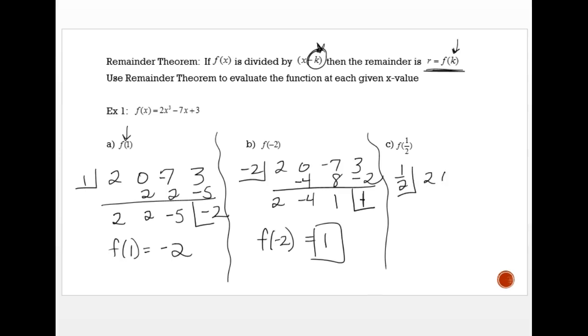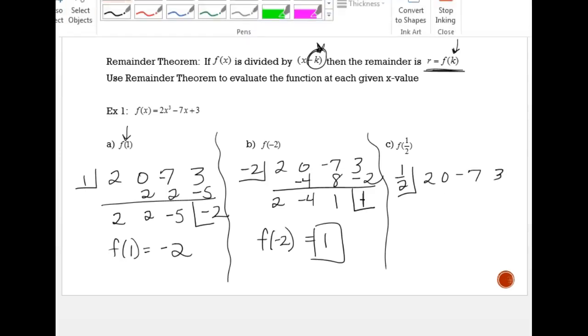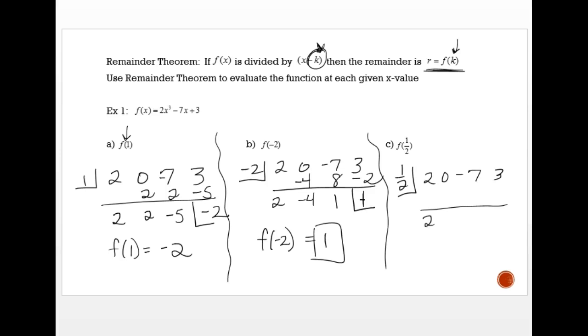All right, so now we're going to evaluate the same thing with 1/2. So I'm going to go 2, 0, negative 7, and 3. Don't let the fraction scare you. Bring the 2 down. 2 times 1/2 is 1. 0 and 1 is 1. 1 times 1/2 is 1/2. Now I need to get a common denominator. Make negative 7 into halves, so that would be negative 14 halves.